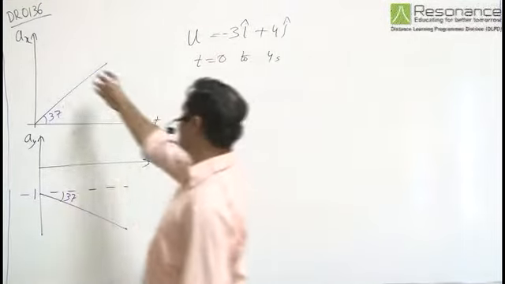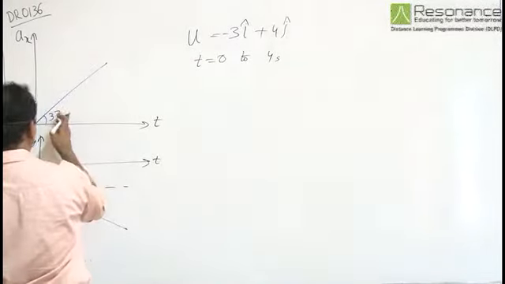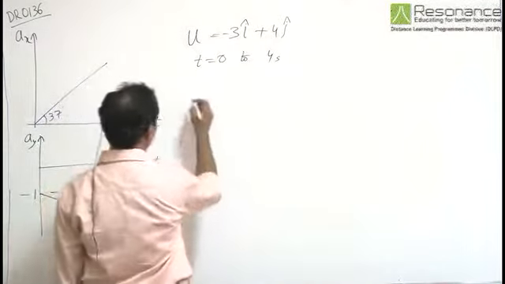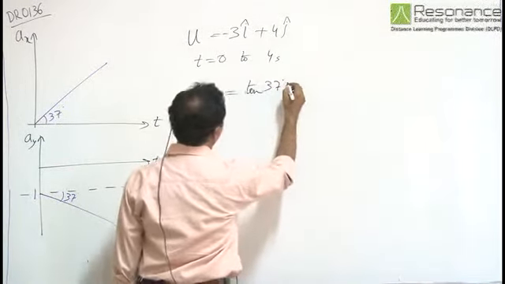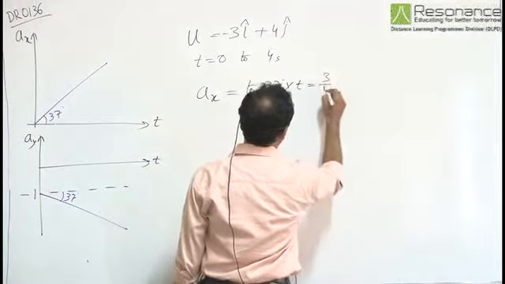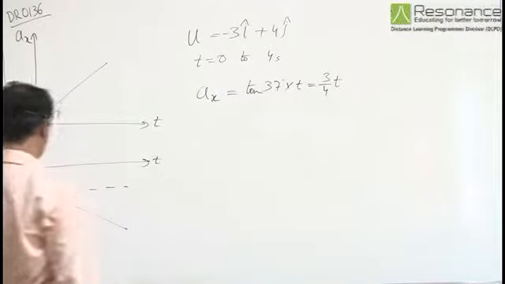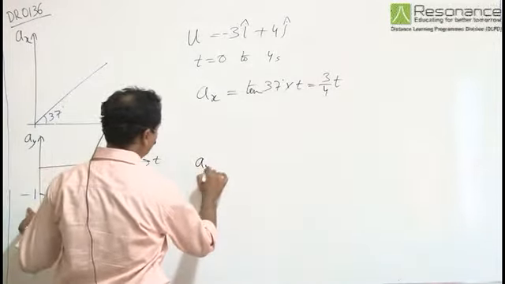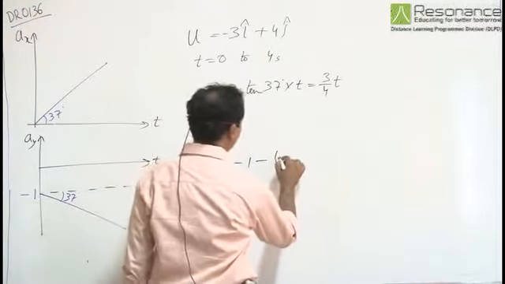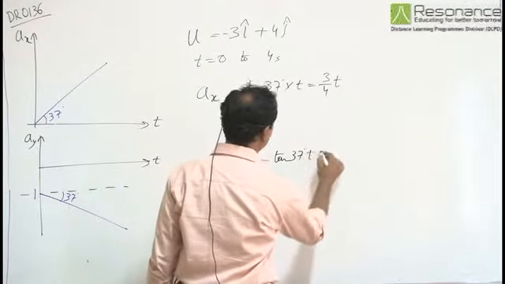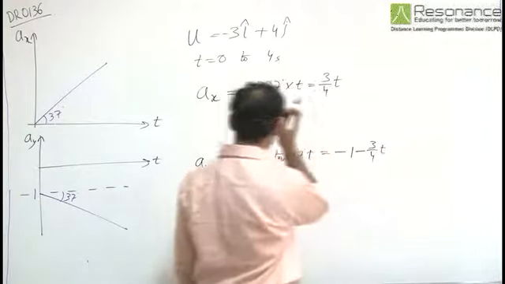As can be seen from this graph, the acceleration versus time graph has a positive slope of 37 degrees. So I can write ax is equal to tan 37 into t, or 3 by 4 t. This is acceleration along the x-axis, and for the y-axis it can be written as ay is equal to minus 1 minus tan 37 into t, that is equal to minus 1 minus 3 by 4 t.